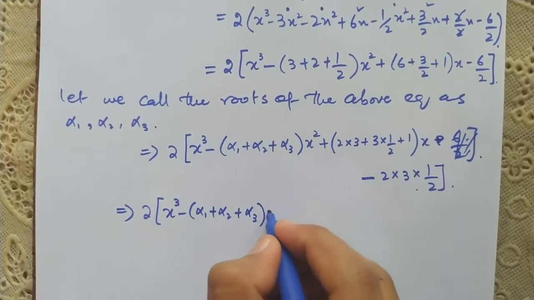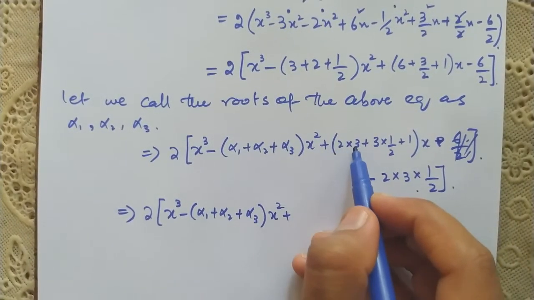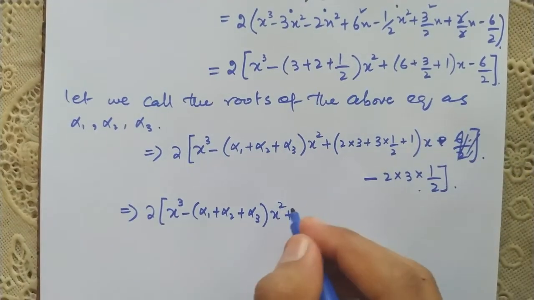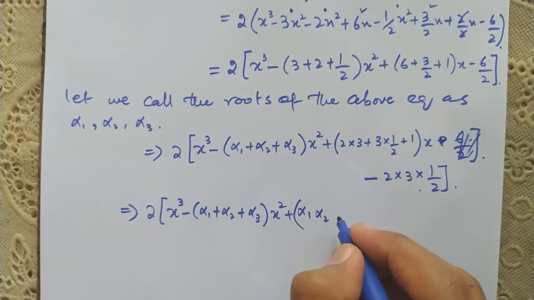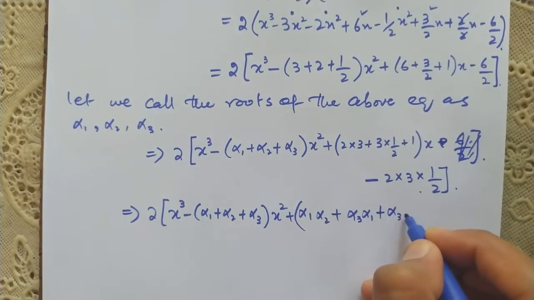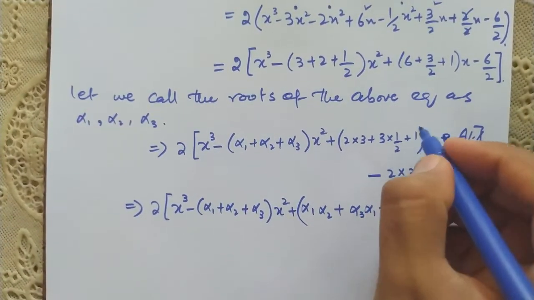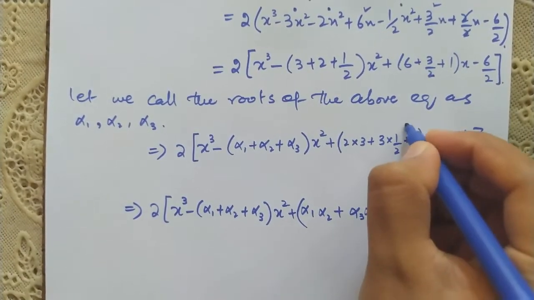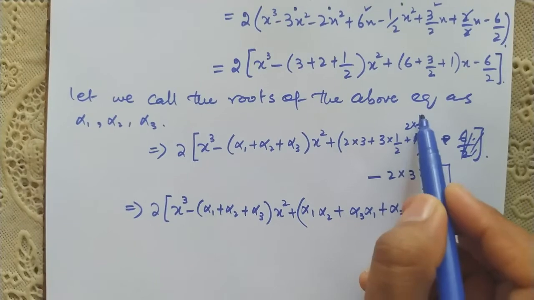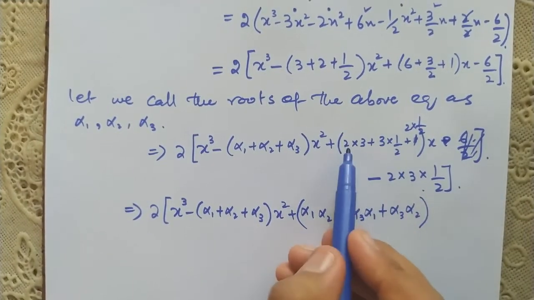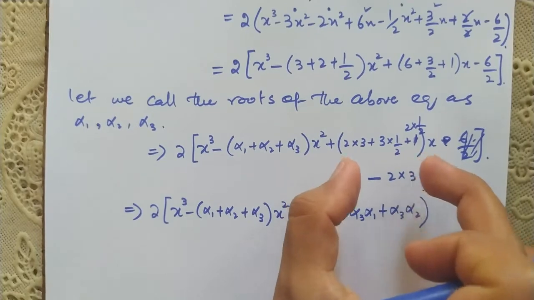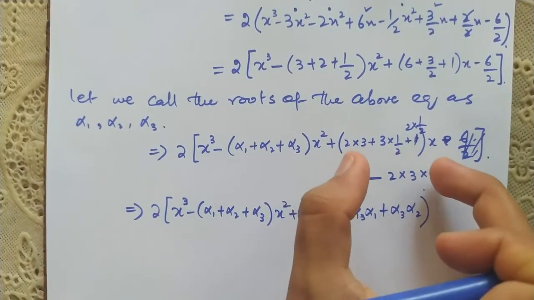Or you can write this as 2 times x cube minus same alpha 1 plus alpha 2 plus alpha 3 x square plus, and you know, these are the sum of the products. Means you can write this expression as alpha 1 alpha 2 plus alpha 3 alpha 1 plus alpha 3 alpha 2. Because this 1 can be written as 2 into 1 upon 2. This can be replaced by 2 into 1 upon 2. Right, and 2 and 1 upon 2 are the two roots, so it is the product of two roots. 2 into 1 upon 2 is the product of another two roots. 3 into 1 upon 2 is also the product of two roots, 2 into 3. Means this term is the sum of the products of each possible pair of roots, right?